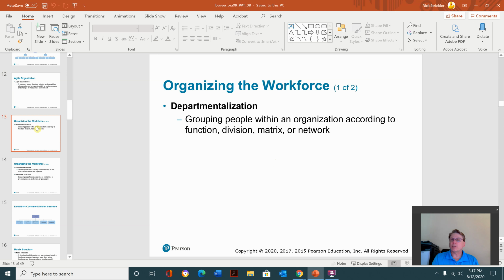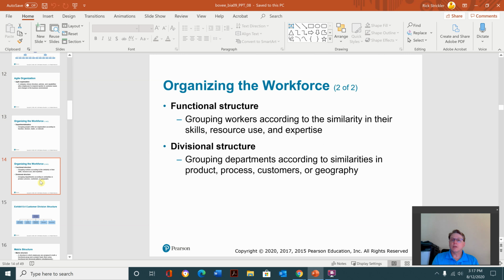Departmentalization is grouping people within an organization according to function, division, matrix, or network. So function means that you're grouping people together that are similar in their skills, resources, and expertise. Okay? So if you're a construction company, grouping all the electricians together would be a functional structure.